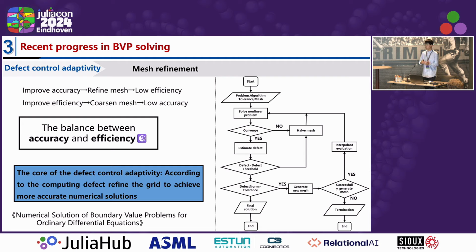After we get the defect of our original numerical solution, we can, according to the defect, decide to refine our mesh and improve the accuracy and performance.